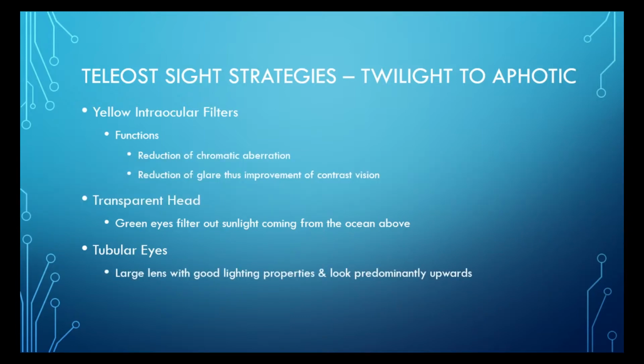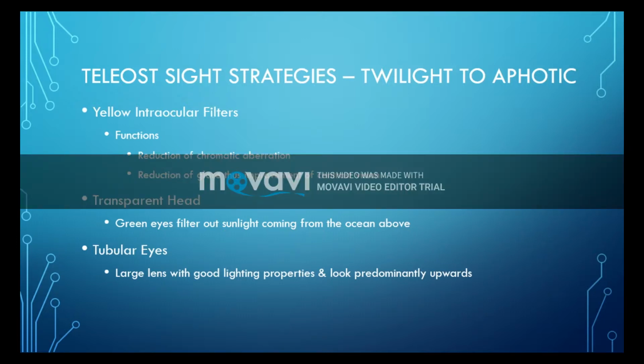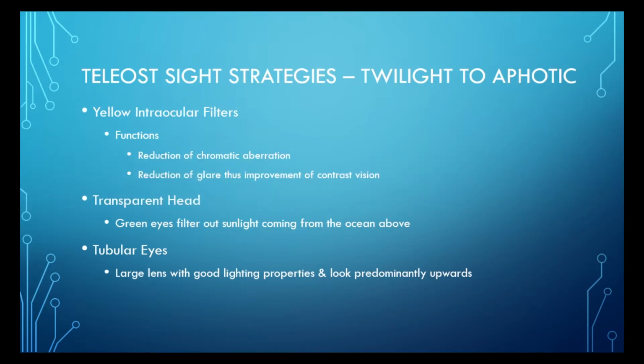Finally, having tubular eyes. These eyes have large lenses that have good light-gathering properties, and are predominantly used to look upwards from the downwelling light. The video I'm going to show you puts two of the three strategies together in one organism, the barrel eye. So this is the transparent head and the tubular eyes.